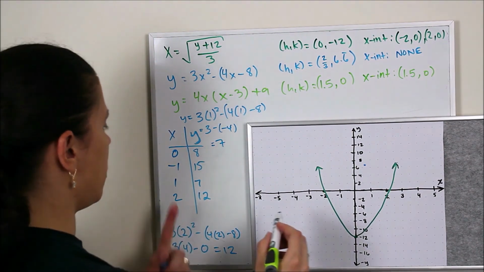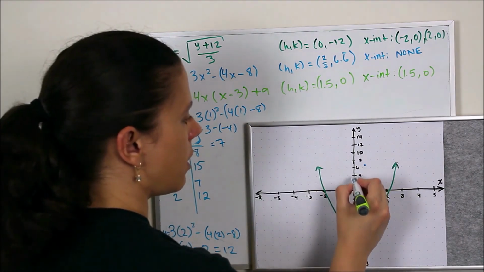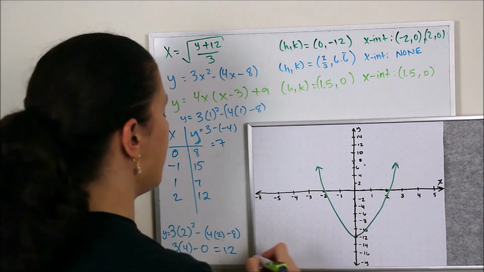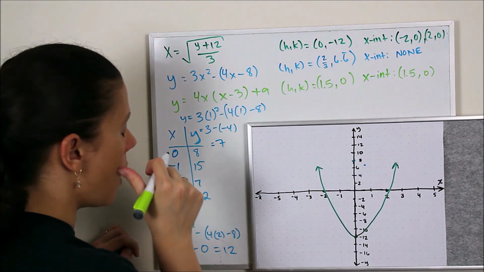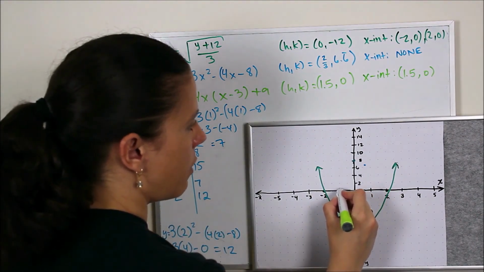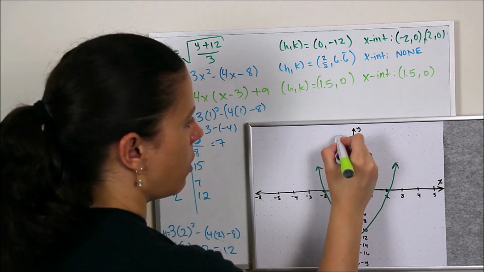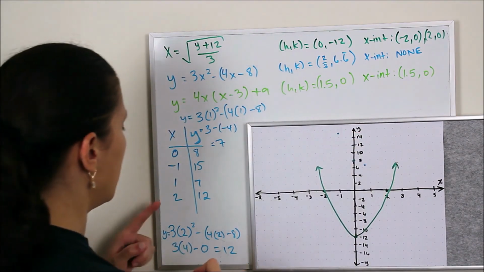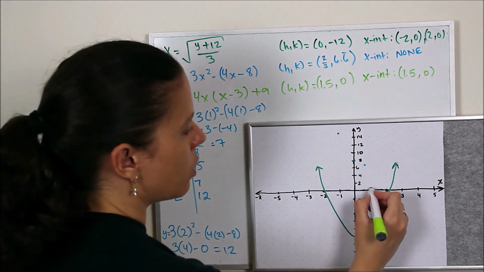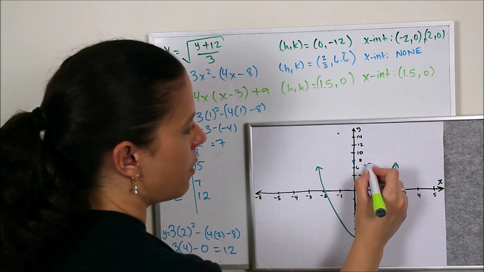All right, so let's graph it. So we have 0, 8. That's going to be 0, 8 right here. We're going to have -1, 15. So it's going to be -1, and it's going to go all the way up here, 15. We're going to have 1, 7. So we do 1 and then 7, which is right there.